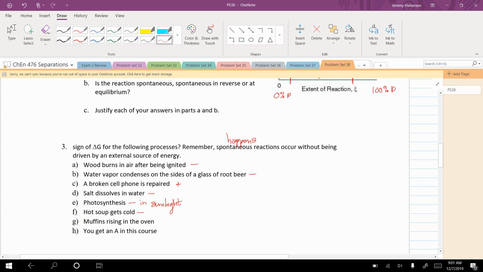Muffins rising in the oven, maybe this is another one of controversy. Yeah, so do your muffins rise in the oven? Yeah, if the oven's on, the muffins rise, so that's spontaneous.